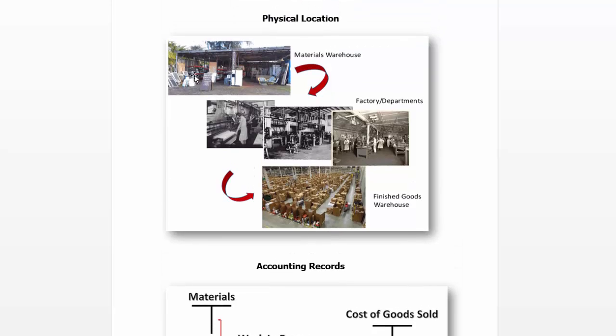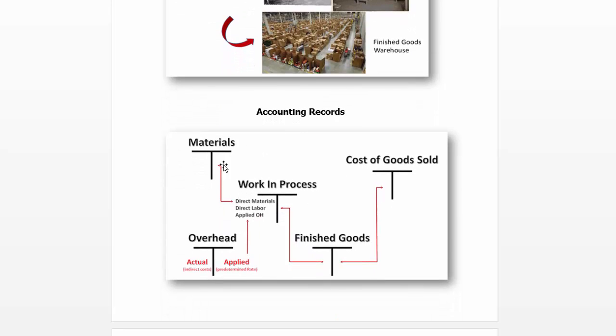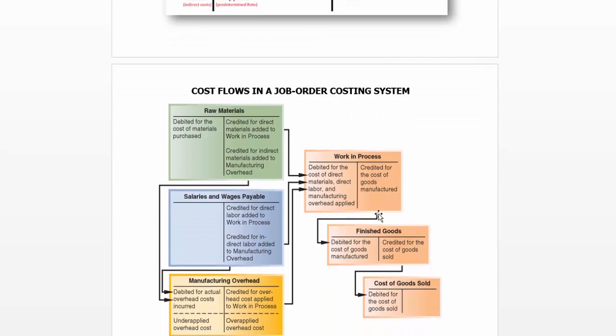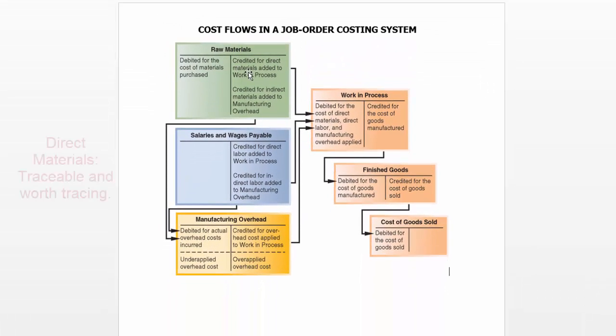So if we go back up here, again, they're going to come out of the warehouse and go into the physical factory. So out of the materials into work in process. The work in process is the factory. So the materials that are traceable and worth tracing, such as if we use our little red wagon, that would be the metal, the drums of paint to paint them, the pipe to make the handles, the wheels, the little caps to hold the wheels on, all of that kind of stuff. Those are direct materials, and those direct materials then are traceable and worth tracing.